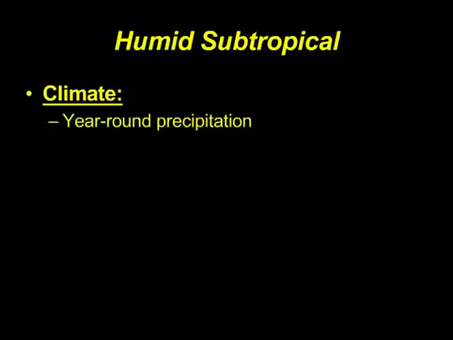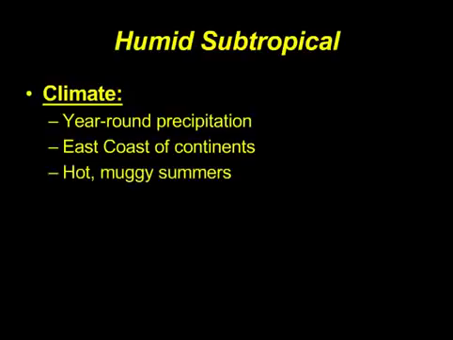Several key characteristics of a humid subtropical climate region include a year-round precipitation pattern, and the fact you're going to find it on the east coast of continents. This is going to differ considerably when we compare this to a Mediterranean climate region in a minute. Further, you're going to find very hot and muggy summers.